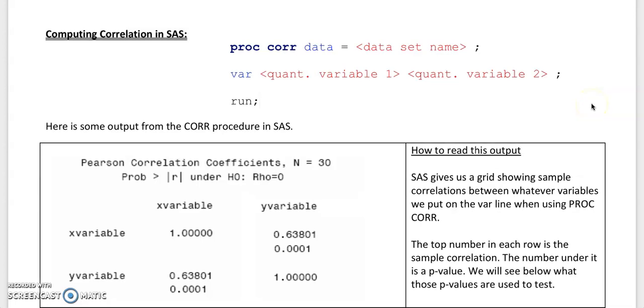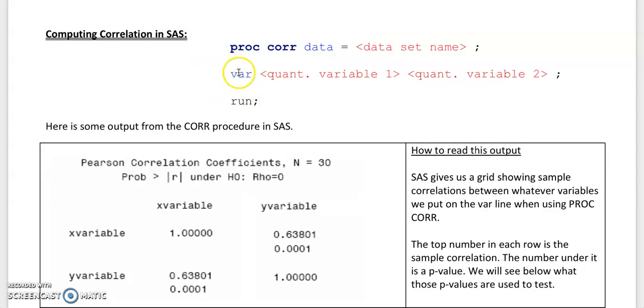For the last part of Notes 18, we're going to look at how we can have SAS calculate the sample correlation, or the correlation coefficient, for us, and then we will see how we can do hypothesis tests related to correlations as well. So here's the general code. We're going to use something called proc corr, C-O-R-R.